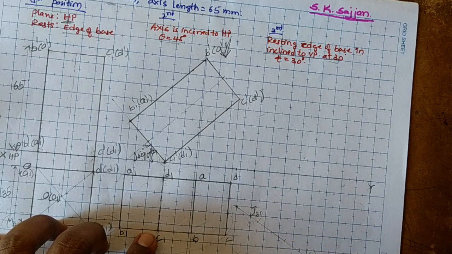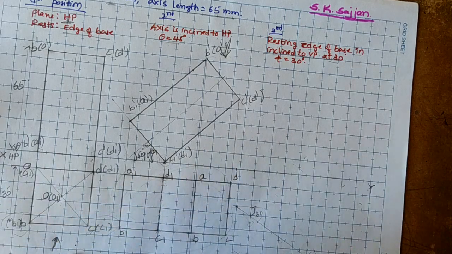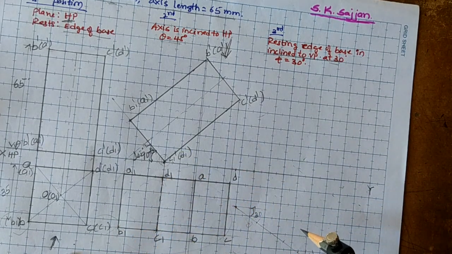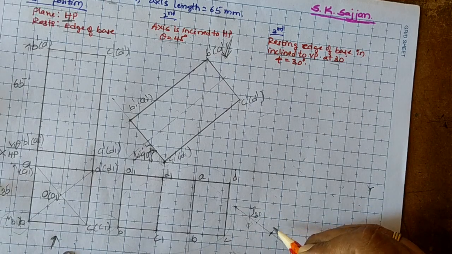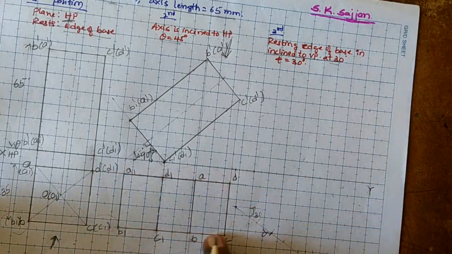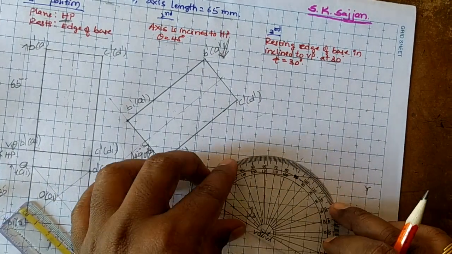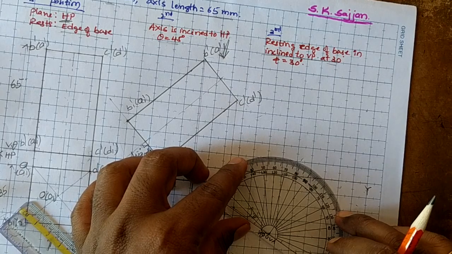Draw a 30 degree line here. Already I have drawn the 30 degree line. Mark C1 here. Then D1 to C1, how much is the length? Measure from here to here. This is D1. This is a rectangle, right? There is a 90 degree angle. Measure 90 degrees here. From here to here, how much is there?